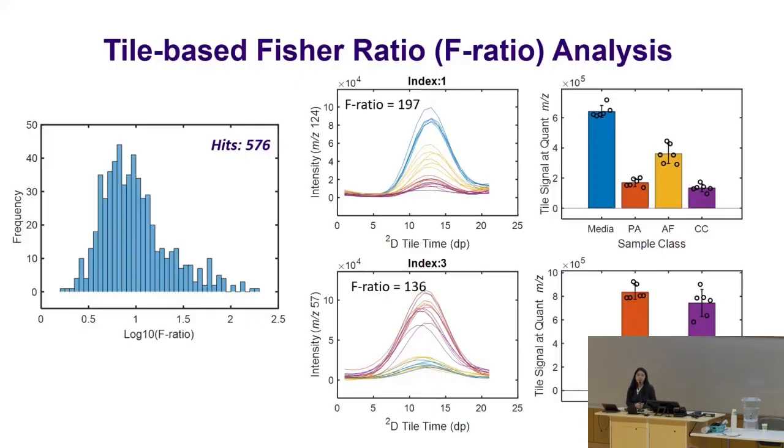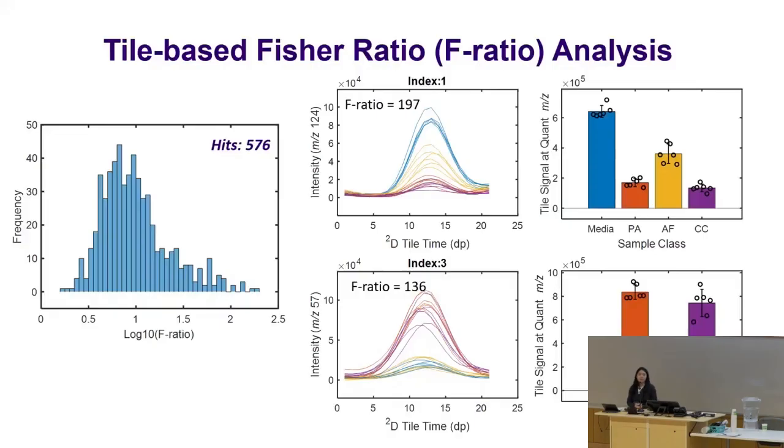As we can see, their signals are quite consistent across replicates. We would say this design gives us good reproducibility, not only for our device fabrication, but also our data collection. Specifically for hit number 1, we can see it has high signal in our media class and lower signal in the other 3. So this analyte is more likely to be consumed by both the PA and AF cultures. In contrast, hit number 3 has high signal in PA and co-culture, so we can guess this analyte might be produced by the PA culture.